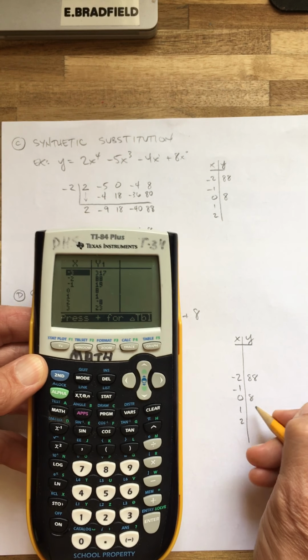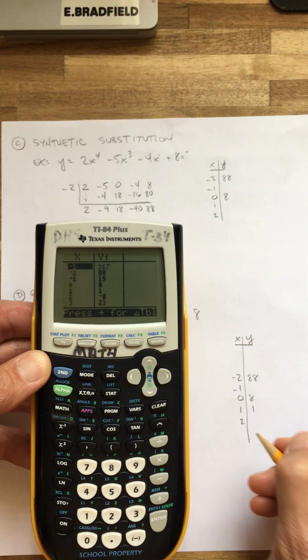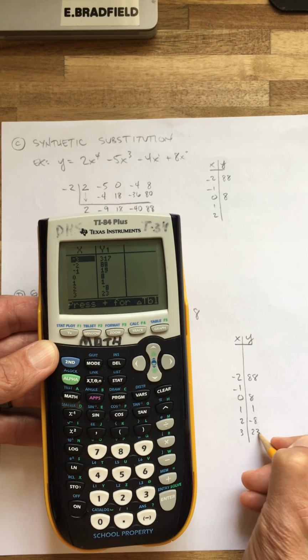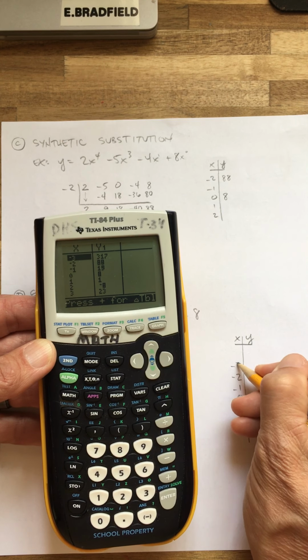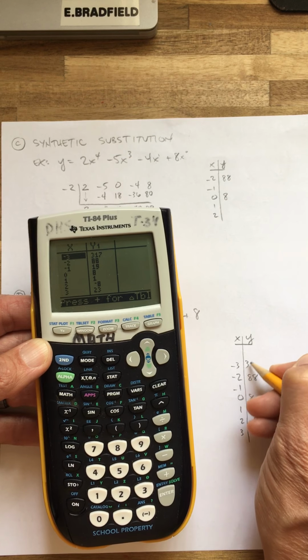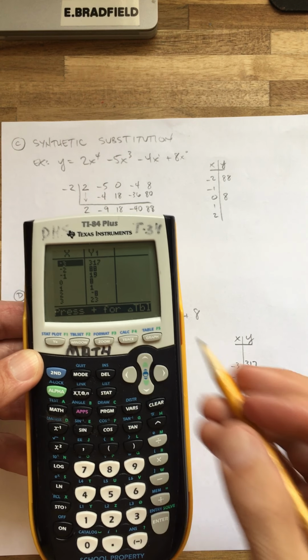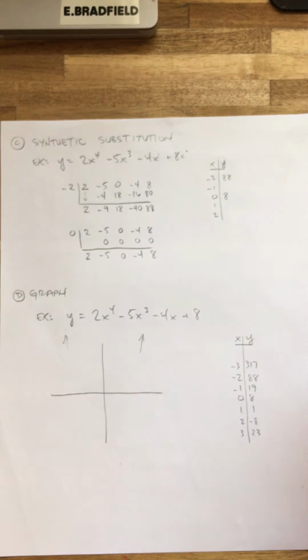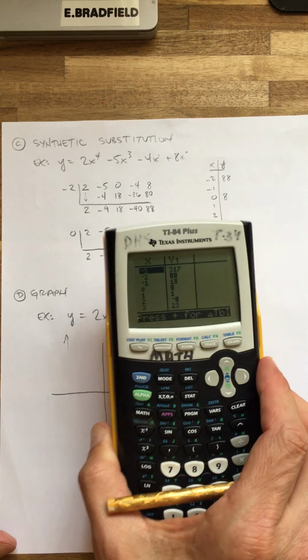1, 1. 2, -8. 3, 23. Let's see, we have a -3, 317. Obviously, we're not going to graph that. -1 is 19.